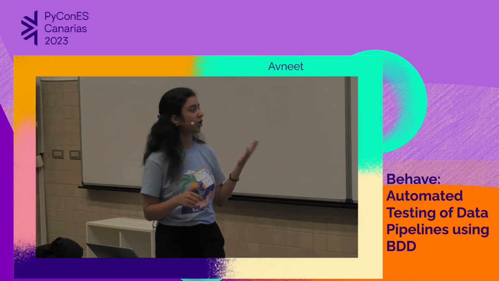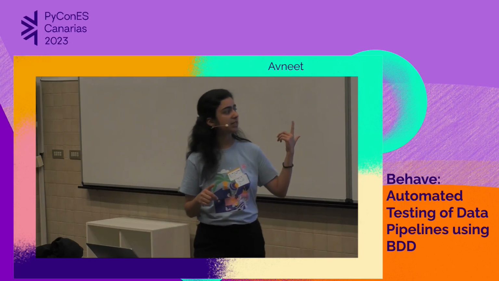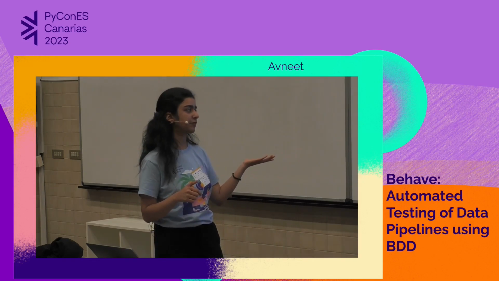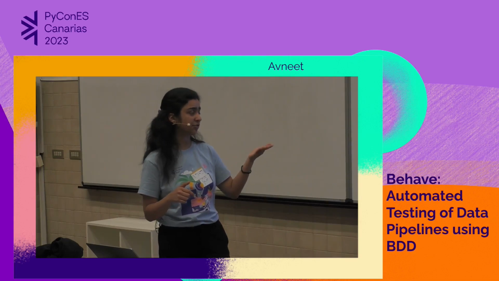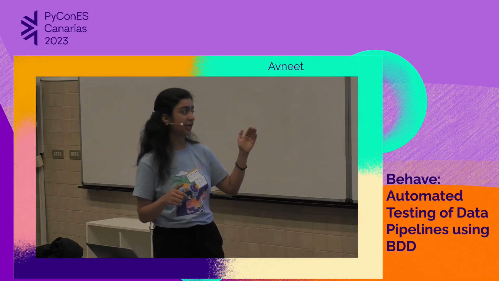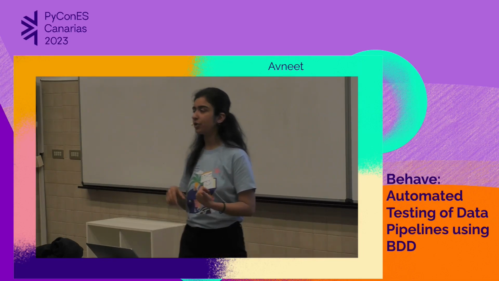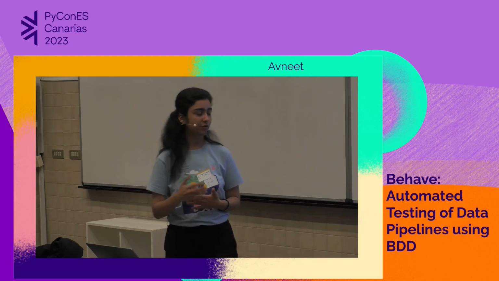This is what the output looks like after you run the test. It will show you exactly how many features have passed, and how many scenarios have passed or failed. Within each scenario, since you can have multiple steps, it also gives you an exact output of how many steps have passed or failed.